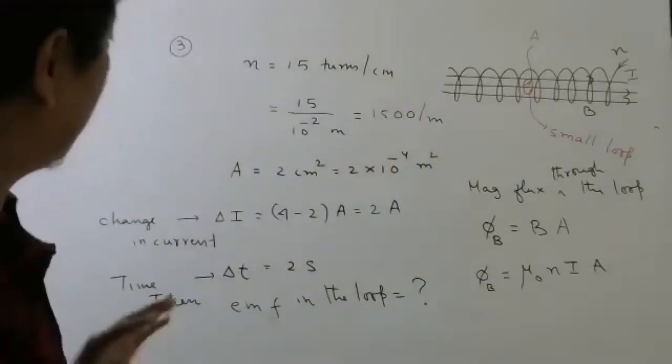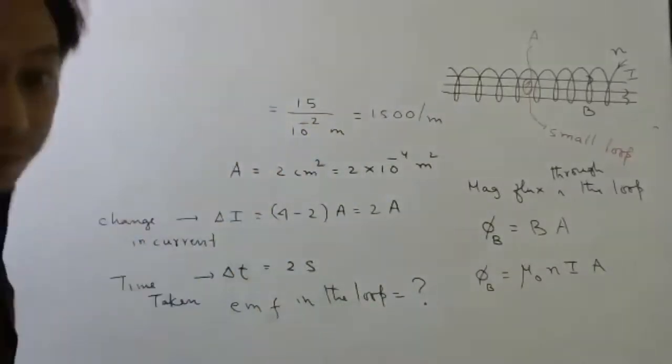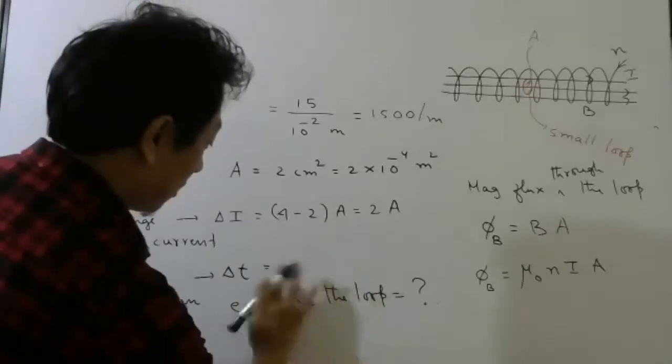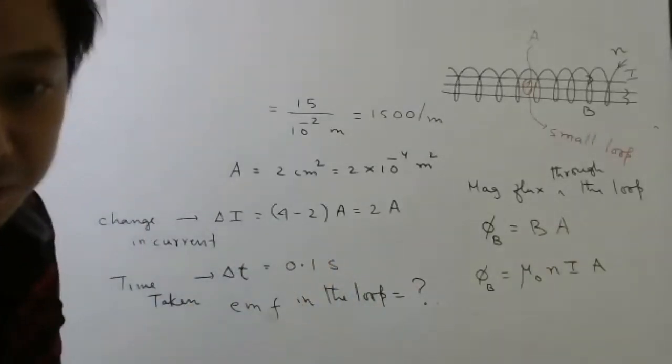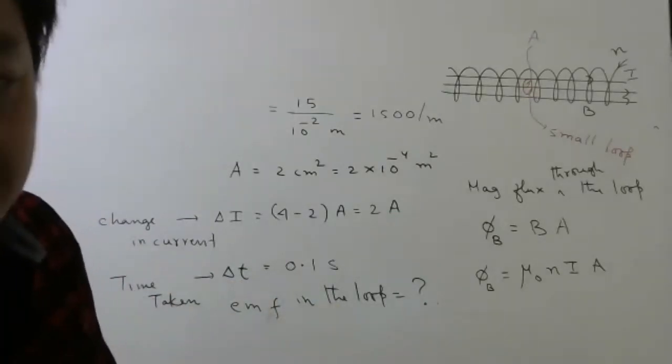Okay, numbers I need to remember. Time is 0.1 second. No? Oh, okay. Thank you for saying now only. After finishing the problem, if you say it will be difficult. So time interval is 0.1 second, students.